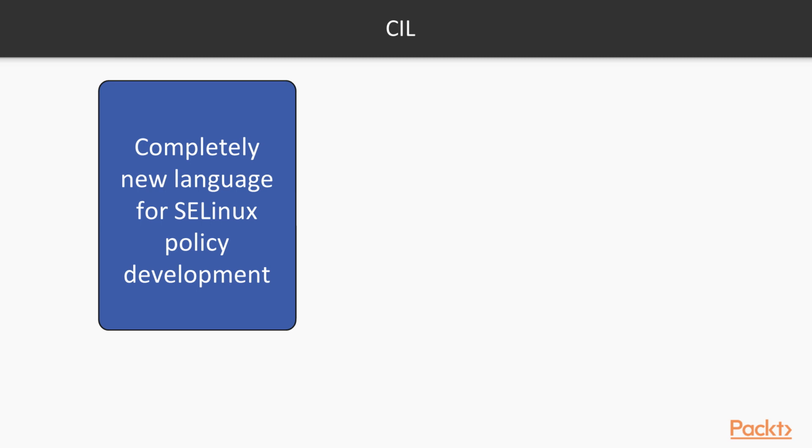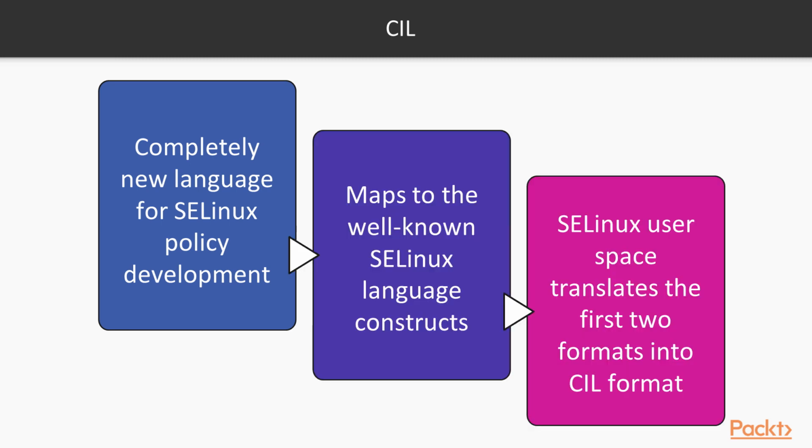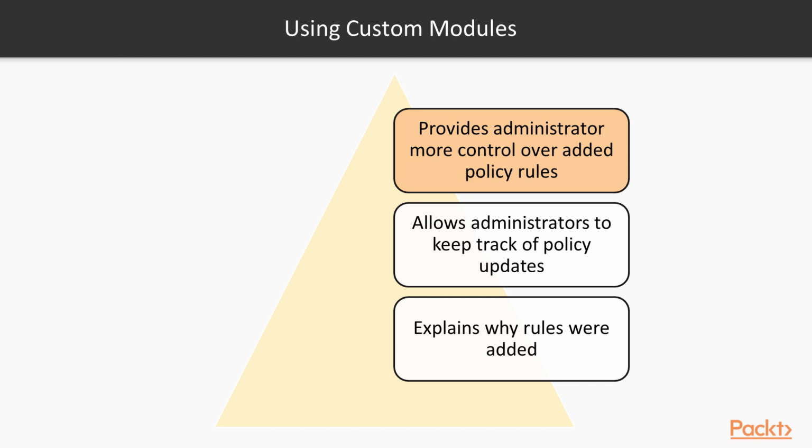The third format is CIL. This is a completely new language for SELinux policy development, but of course still maps to the well-known SELinux language constructs. The recent SELinux user space will translate the first two formats into CIL format under the hood. The use of custom modules is preferred, as it provides the administrator more control over the added policy rules. It also allows administrators to keep track of policy updates, including comments inside the policy rules explaining why the rules were added. We'll briefly look at the three approaches in this video.